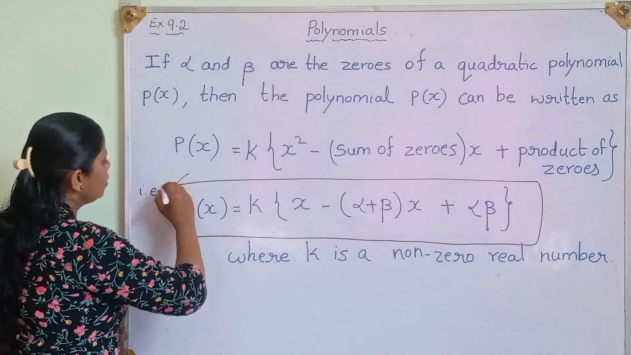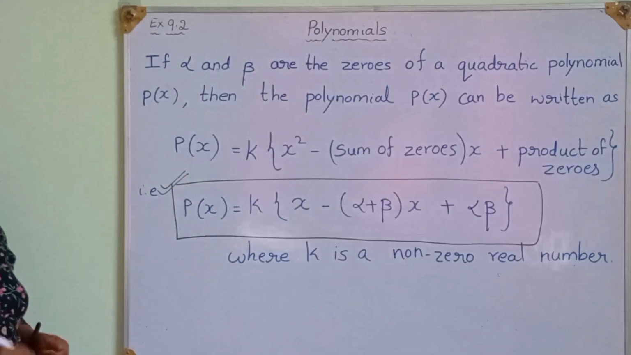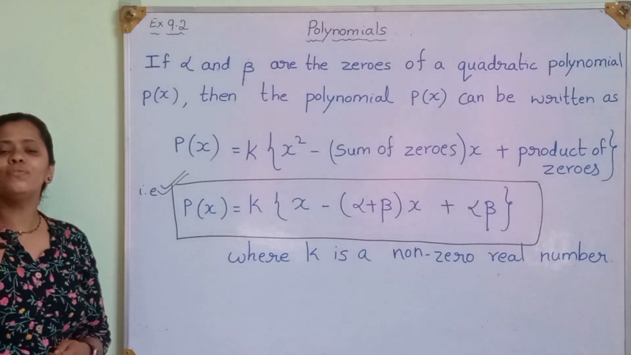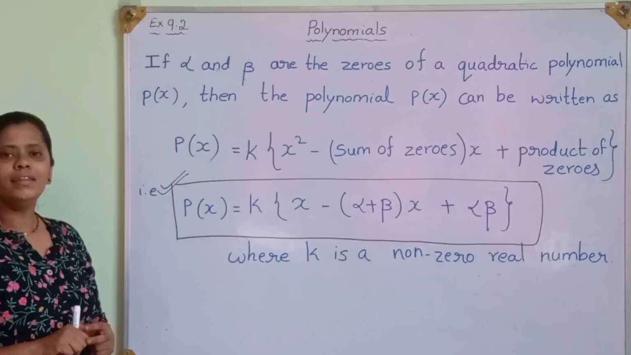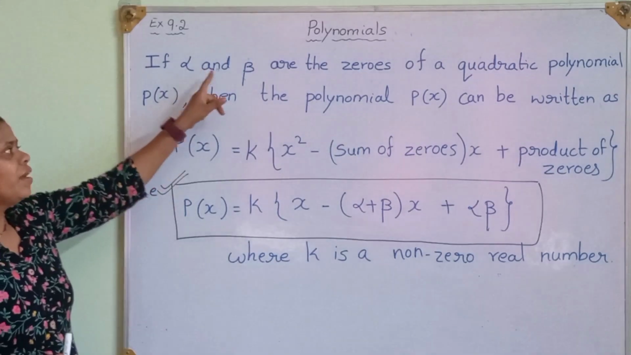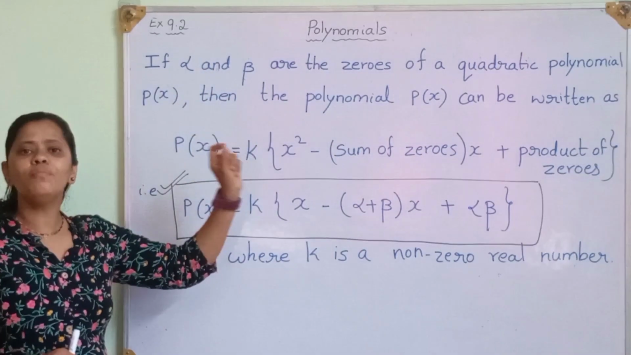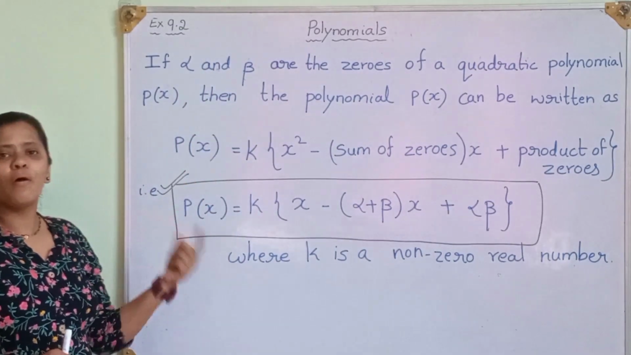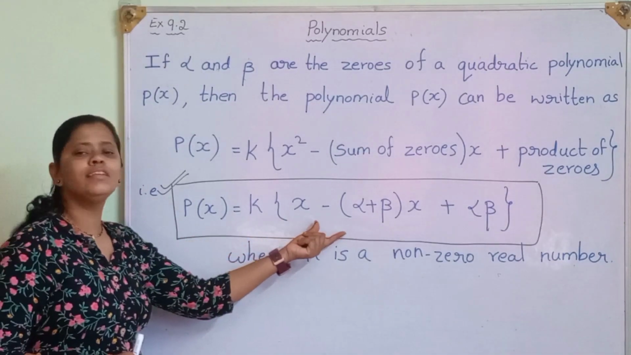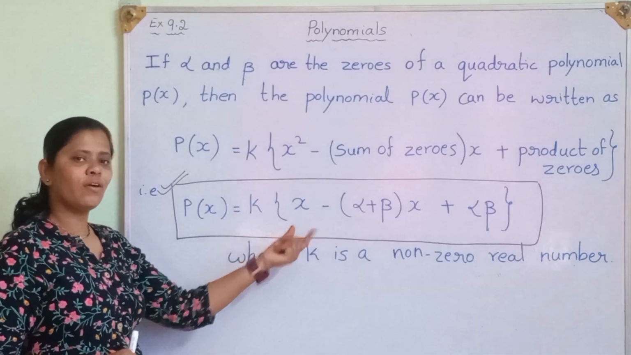This one is very important to solve our exercise 9.2 second main questions. And the meaning of this is, when the zeros of the polynomial are given, then the polynomial can be written in this form. This is the meaning of this.